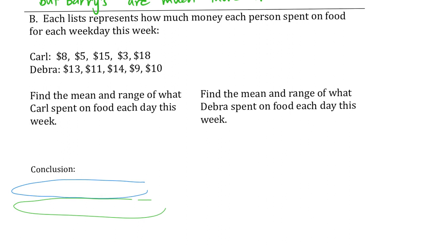Okay, or you could say the amount Carl spends per day is much more spread out than Deborah's values. So you never know what Carl's gonna do. He could spend $1, he could spend 20, but Deborah's like $11 within 5.